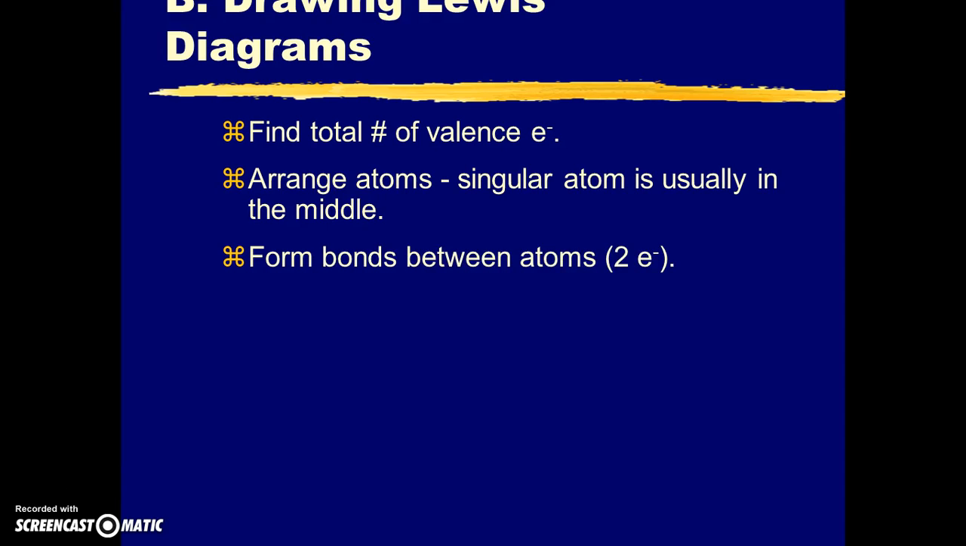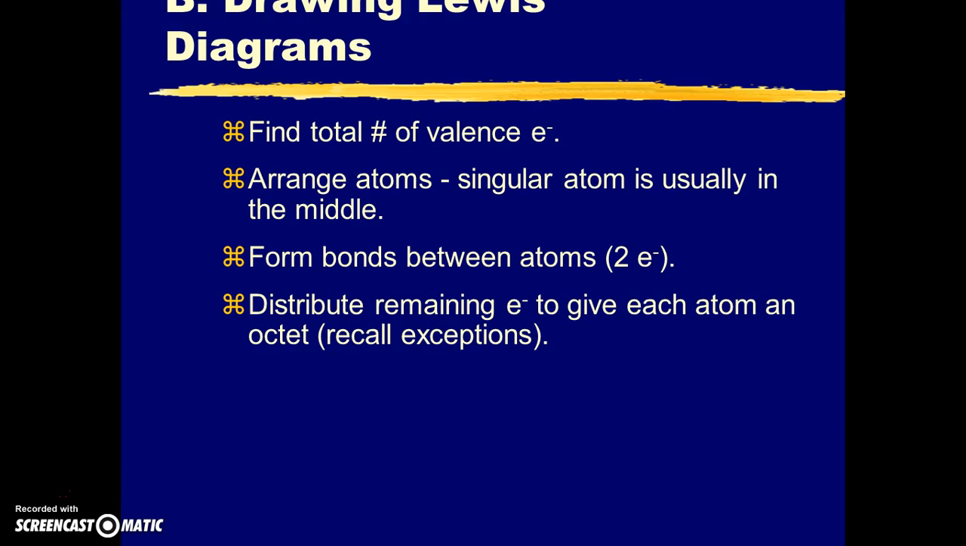Anytime a bond is formed between two atoms, that takes 2 electrons. Electrons always travel in pairs. So if we want to form a bond between 2 atoms, you have to take 2 electrons. And by the way, when you add up the total number of valence electrons, it should always come out to an even number. Since they always travel in pairs, you always have to have an even number of electrons.